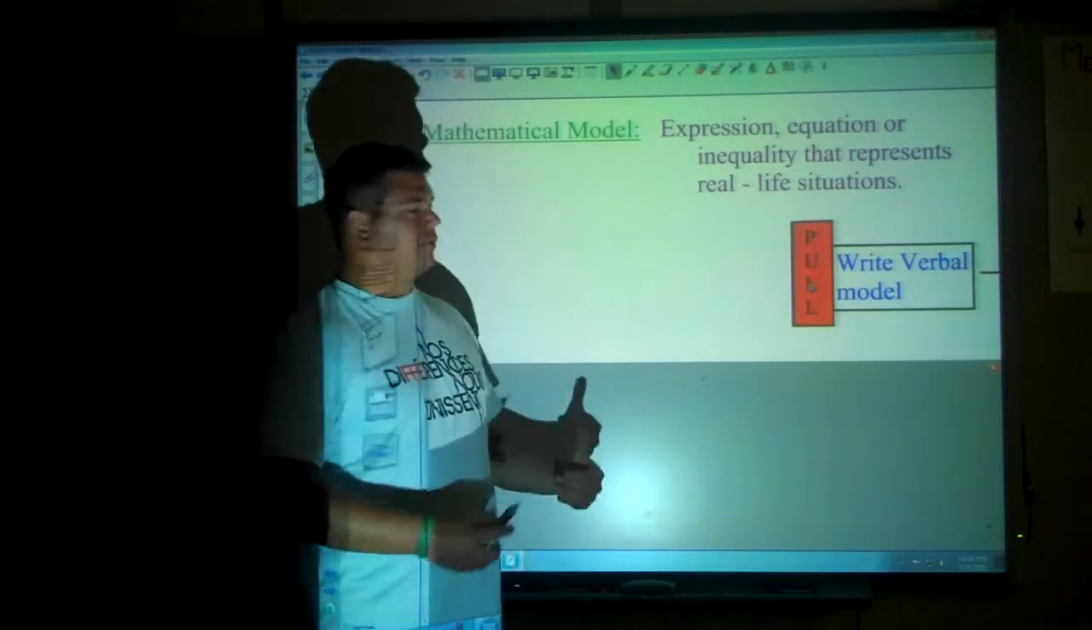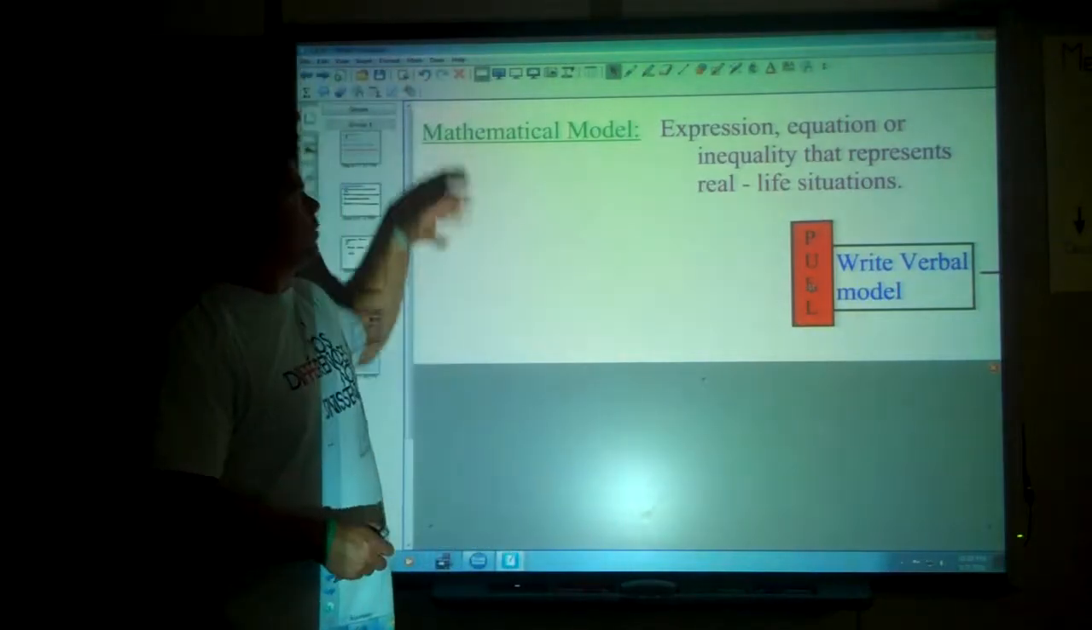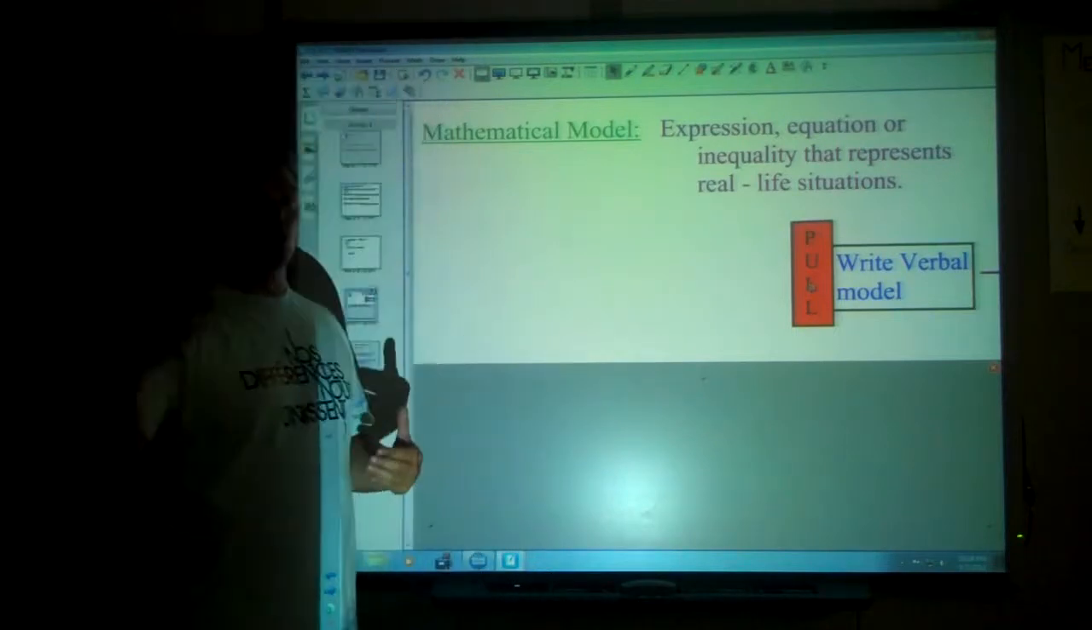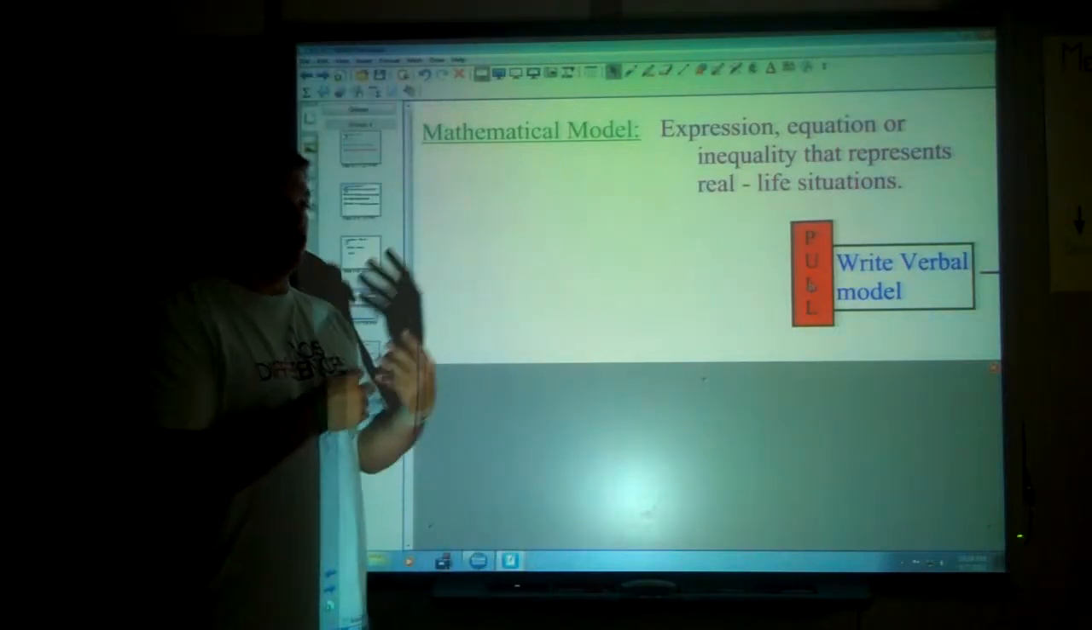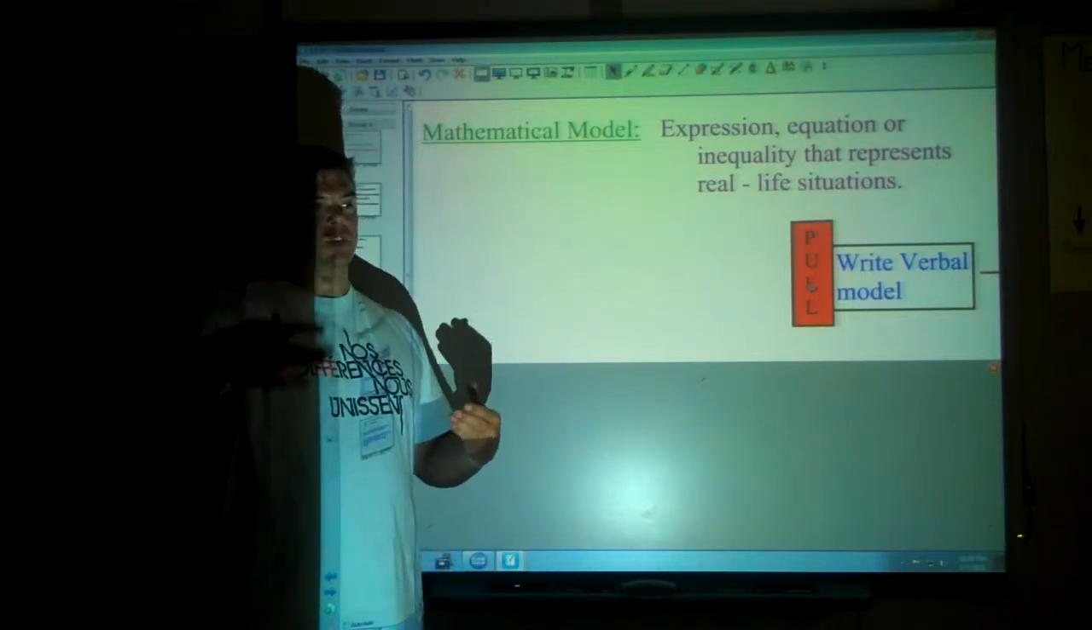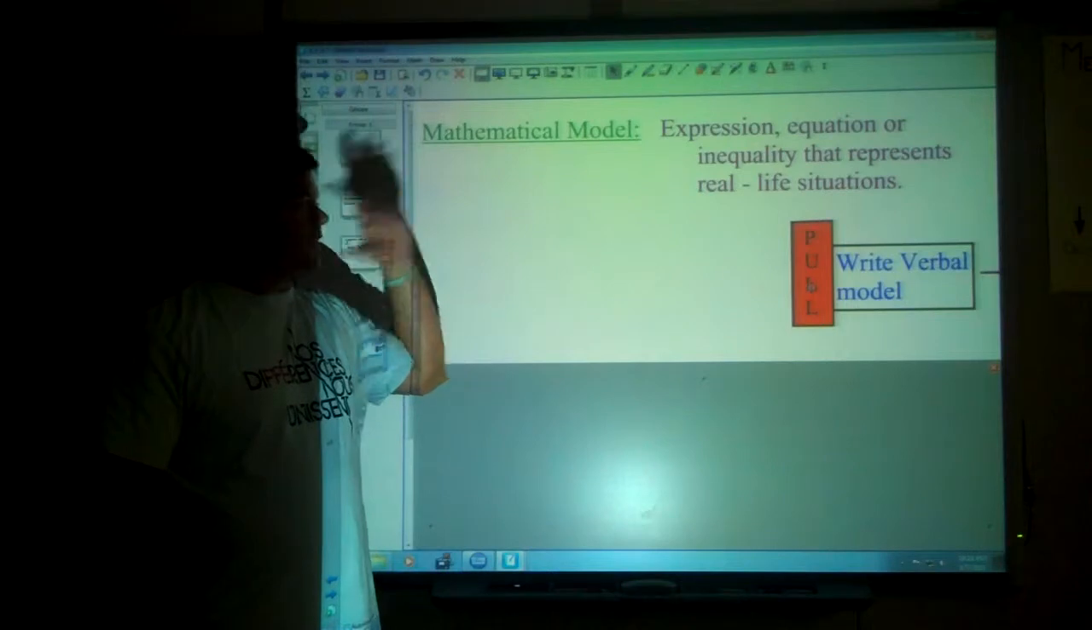first thing you need to do is write the verbal model. So you're going to take whatever is here, whatever's happening, and you're going to try to write it into words. If it were the distance equals rate times time, you would use the words distance equals rate times time. You're using words to create the situation that's here.